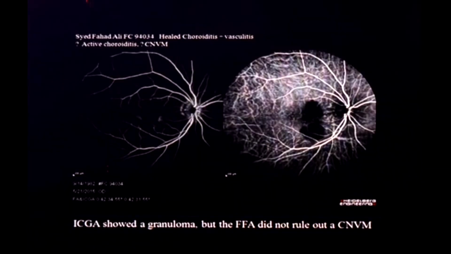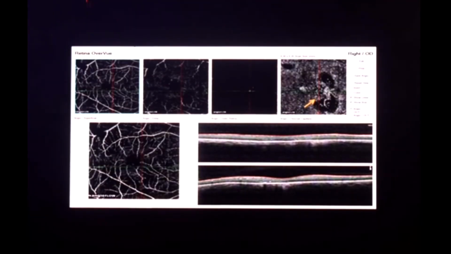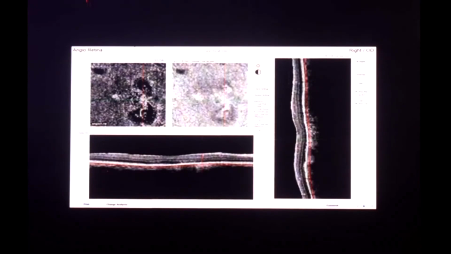Combined fluorescein and ICG confused us further because the ICG showed a granuloma, but the FFA did not rule out a CNVM, as we see in all the frames. So how do we diagnose? Simply, when we did the OCT angiography, we could see a nice network of the vessels, suggesting that this was a case of an inflammatory CNVM and not a choroiditis.